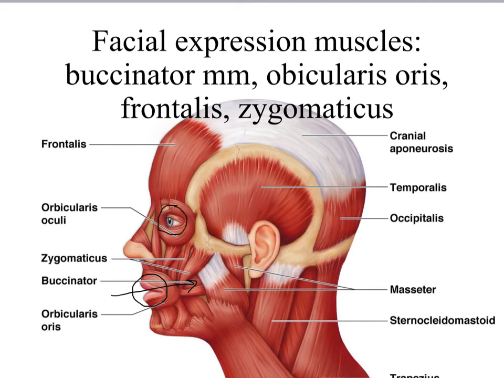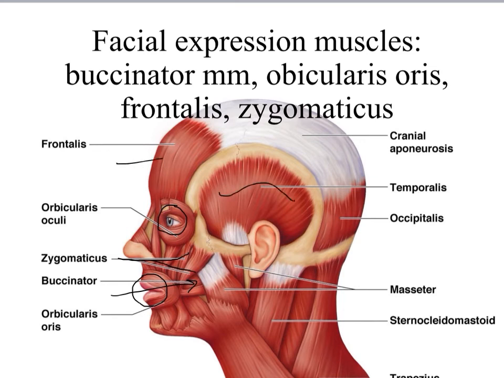The zygomaticus, if you remember the zygomatic bone is your cheekbone, then you have the two heads of the zygomaticus right here. Don't worry, as far as I'm concerned, about knowing which head is which. If I label that, simply tell me it's the zygomaticus. The frontalis, this is pretty easy. Look for the frontal bone.